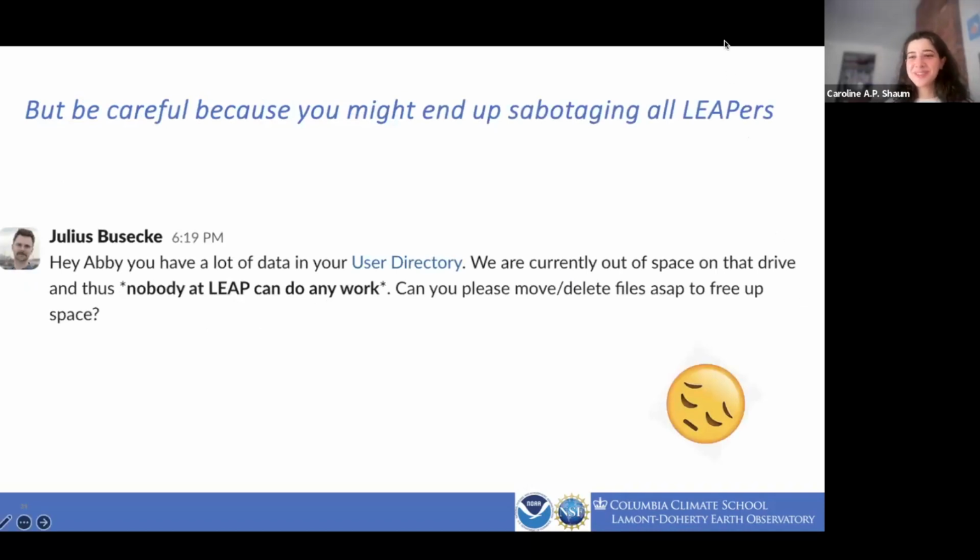But you need to be careful when you are loading any kind of large amount of data or output on LEAP Pangeo, because you have to be careful in where you save the output, and you need to use the cloud storage. Don't save in your LEAP Pangeo home directory, or you might mess up people's entire day of work.